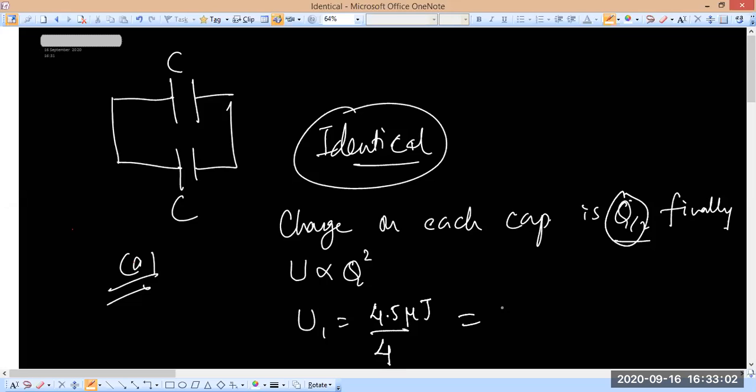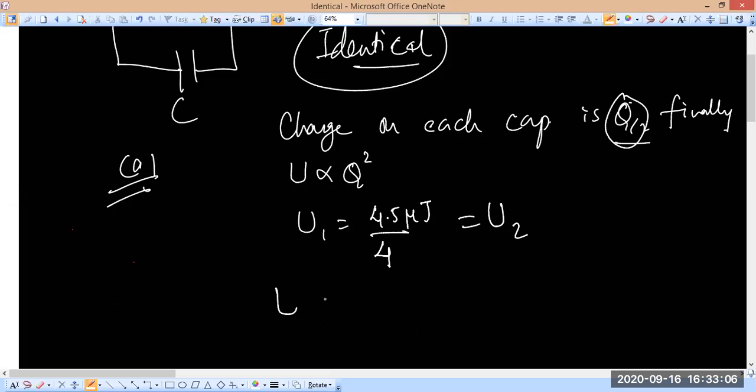So same is u2. So total how much is it? Total how much is it? U is equal to u1 plus u2, means 2u1.